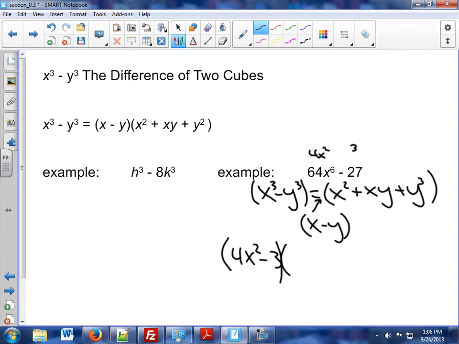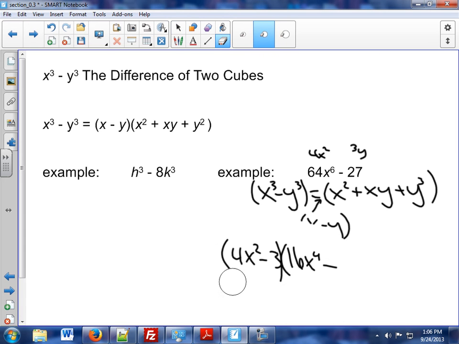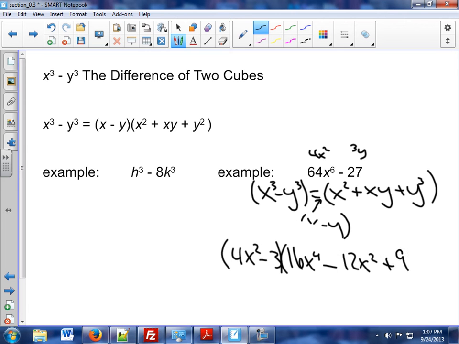Now what's the first one going to be? 16x to the 4th. Okay? Now I have to multiply them. This should be 3y. Look, I'm making mistakes all over the place. No y. There's no y. Oh, there's no y there? No. Uh-oh. Well, I'm right then, sorry. So it's just going to be what? 12x squared plus 9.